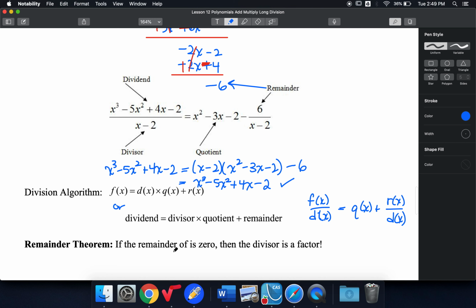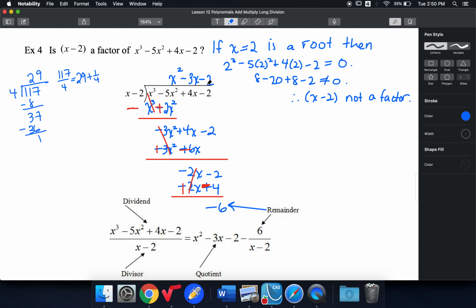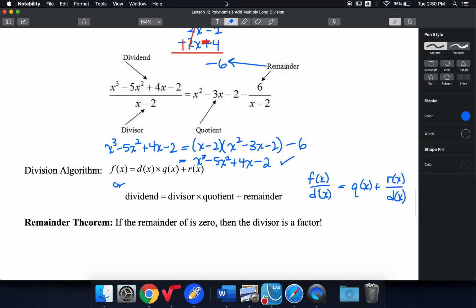One last thing, my remainder theorem says that if the remainder is 0, my divisor is a factor. So if we ended up with 0 here, everything would cancel, and I would have just a perfect factor. It's similar to what we set up here. So this is my remainder theorem.